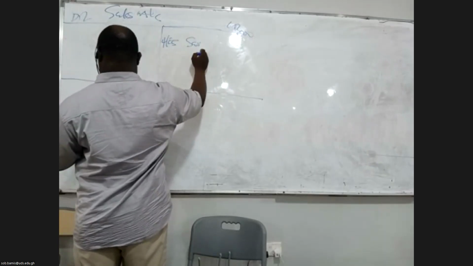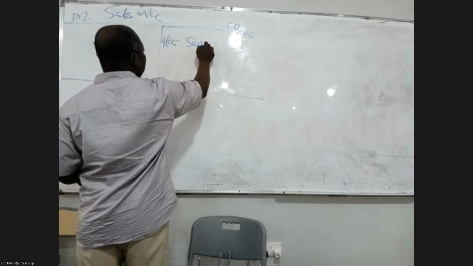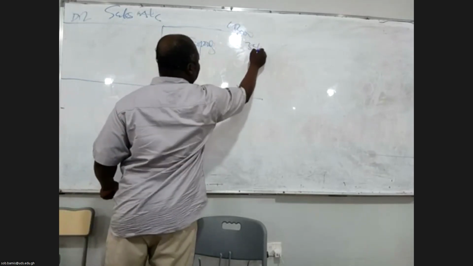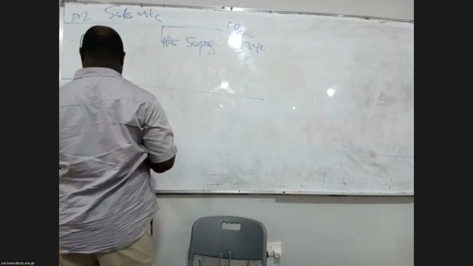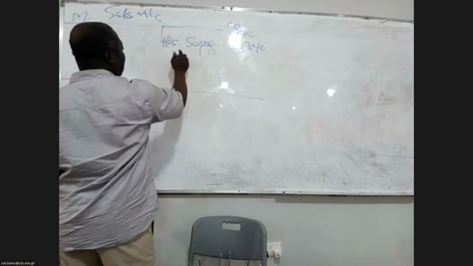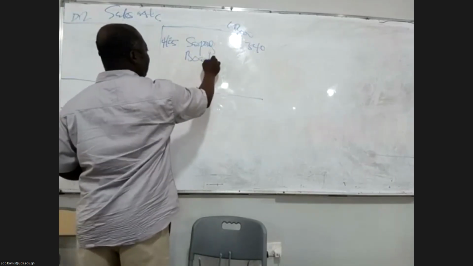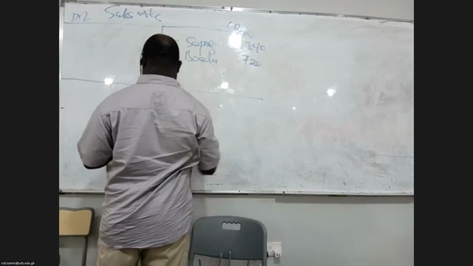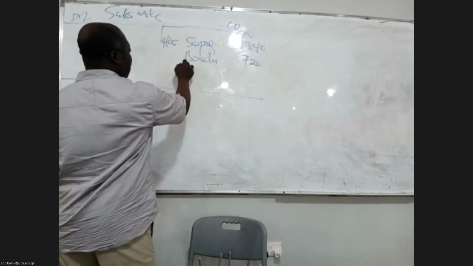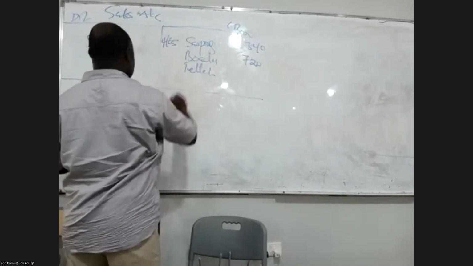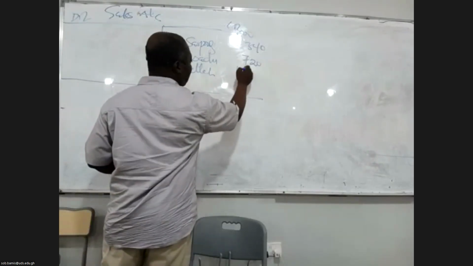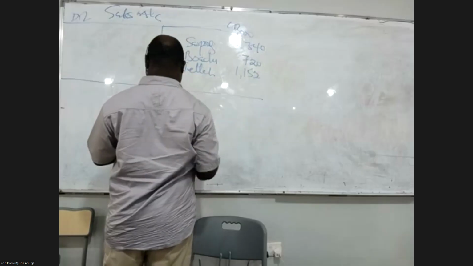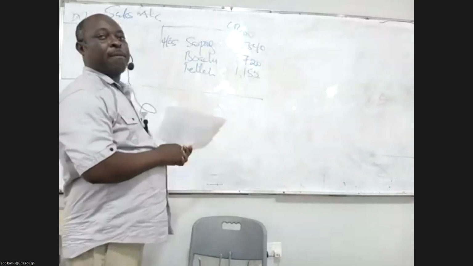The first person is Sapon. How much is it? 340. The next person is Boidu. How much is it? 720. The next one is Tete. How much is it? 1152. It ends there.